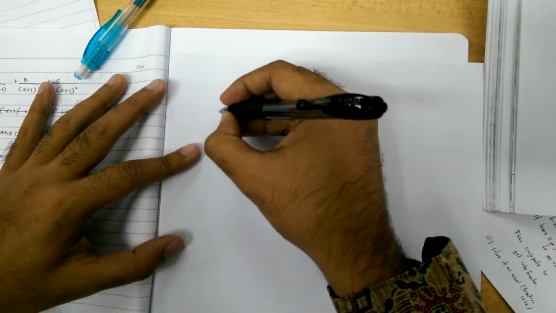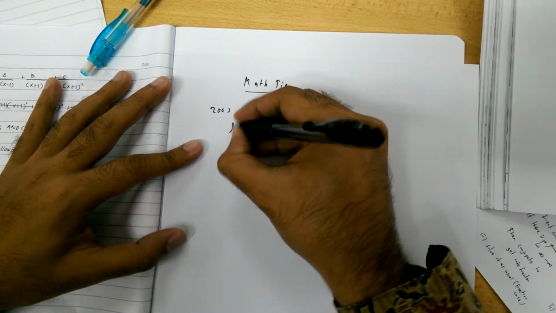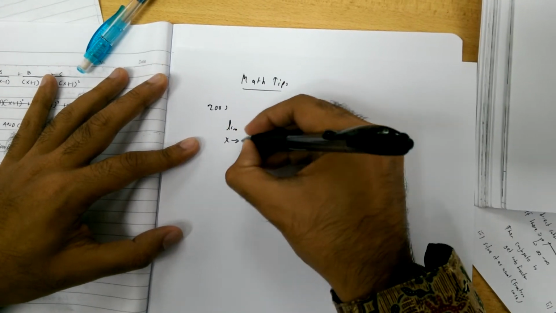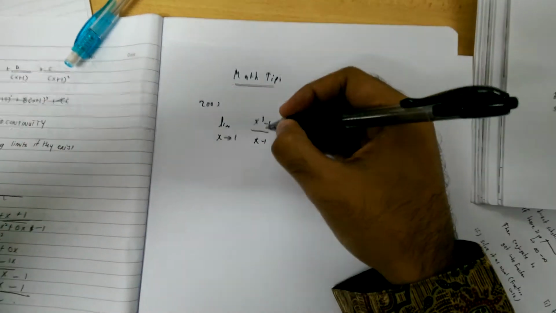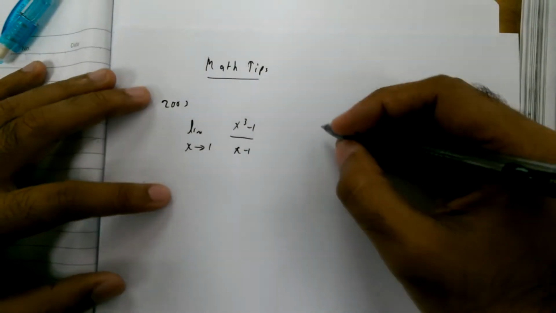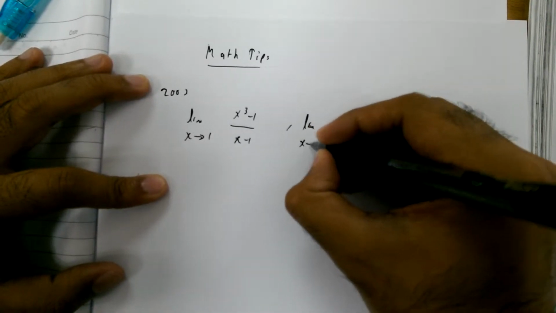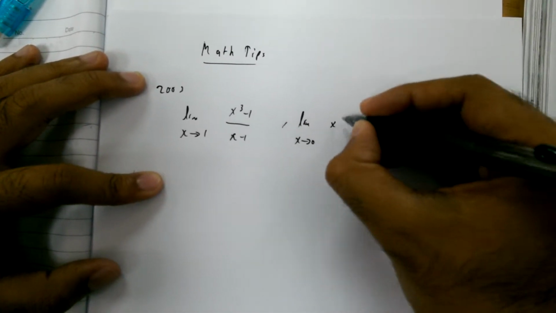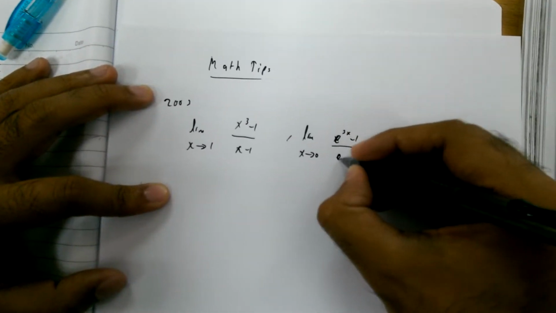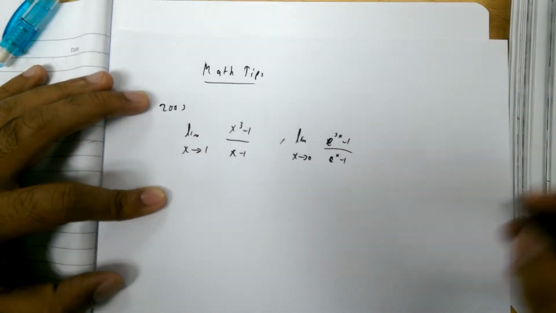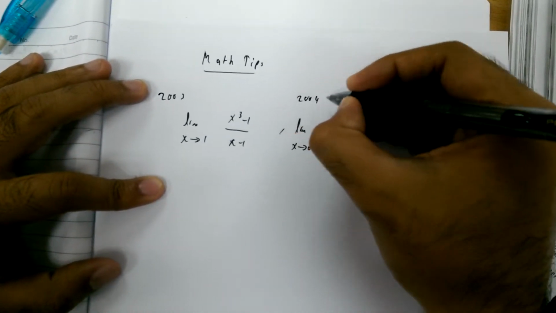Okay, this is one of the most common questions, which was asked in 2003. Limit as x approaches 1 of (x cubed minus 1) over (x minus 1). And the other one is limit as x approaches 0 of (e^(3x) minus 1) over (e^x minus 1). And this is a question from the year 2004.